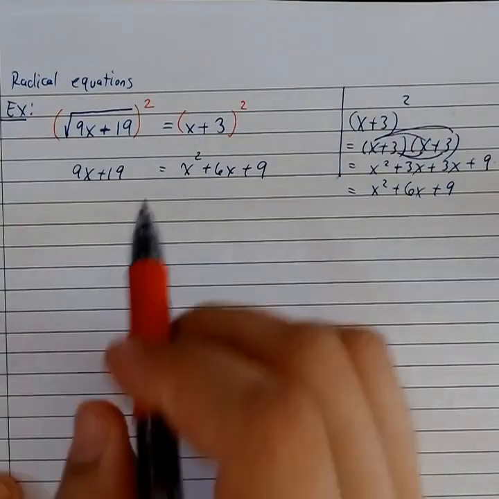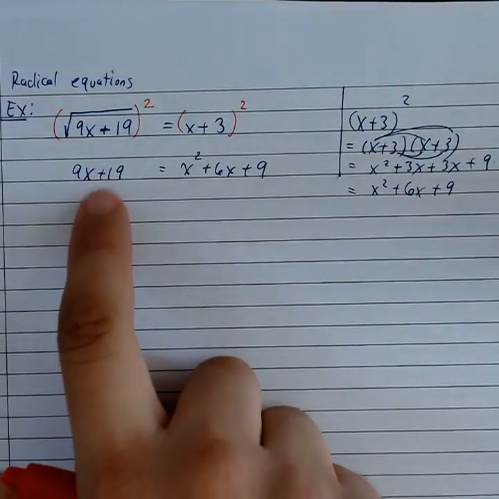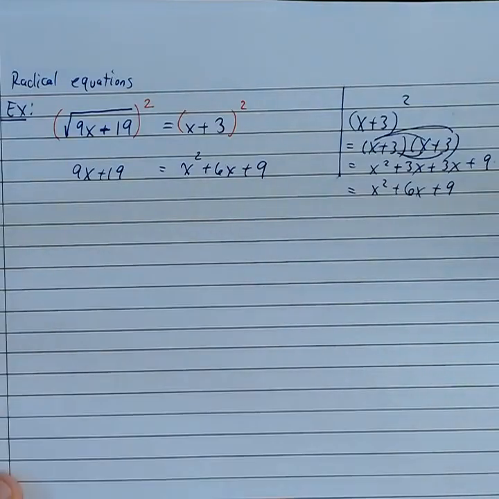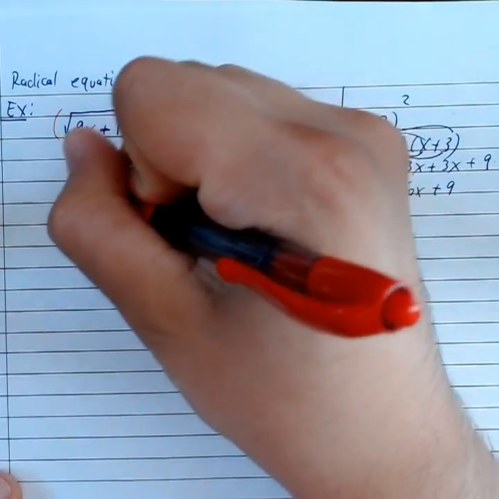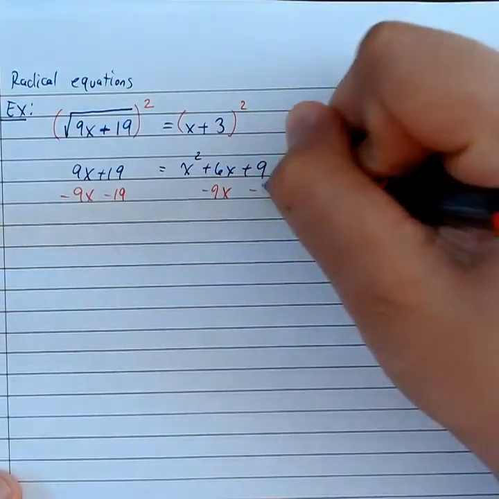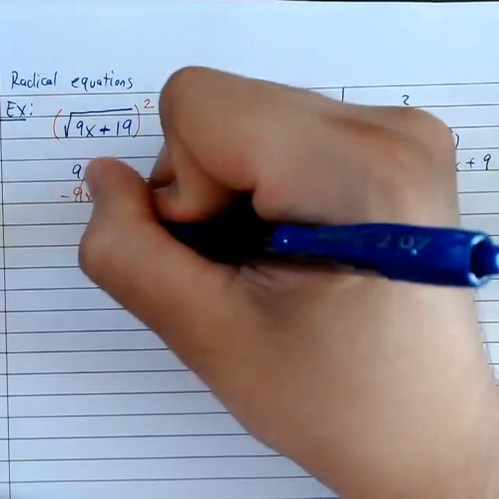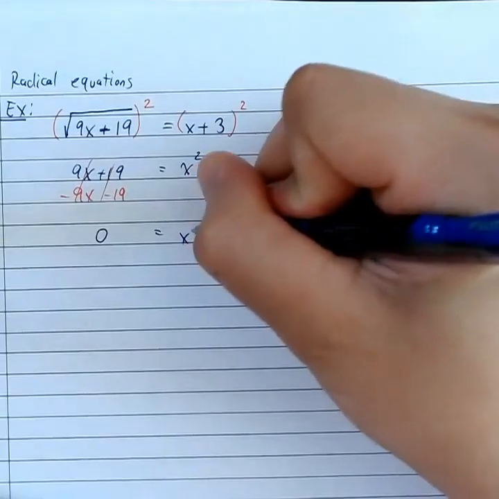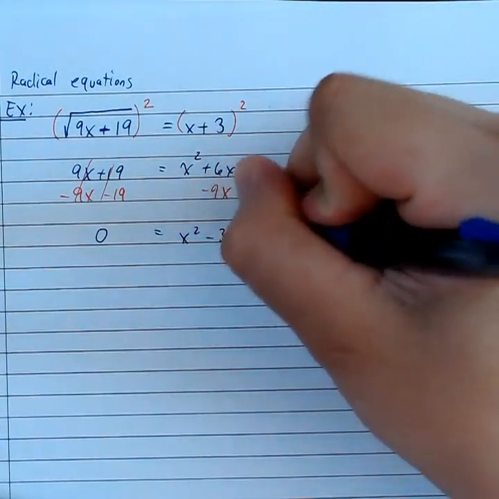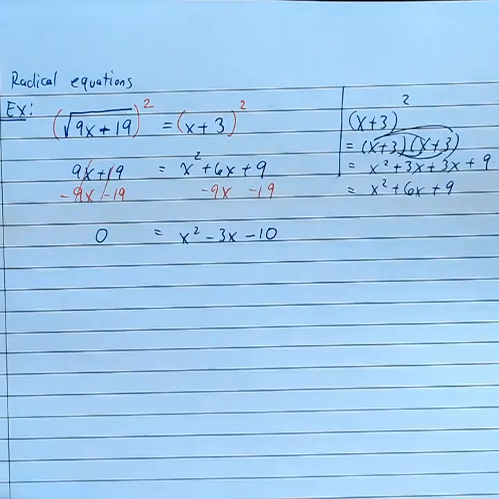All right, so now we have a polynomial equation. So we can go ahead and subtract this stuff over this way to make one side equal to 0 and then solve the remaining quadratic. So let me subtract the 9x and the 19 from both sides. That all goes away. And I'm left with 0 equals x squared, 6x minus 9x is negative 3x, and 9 minus 19 is negative 10.